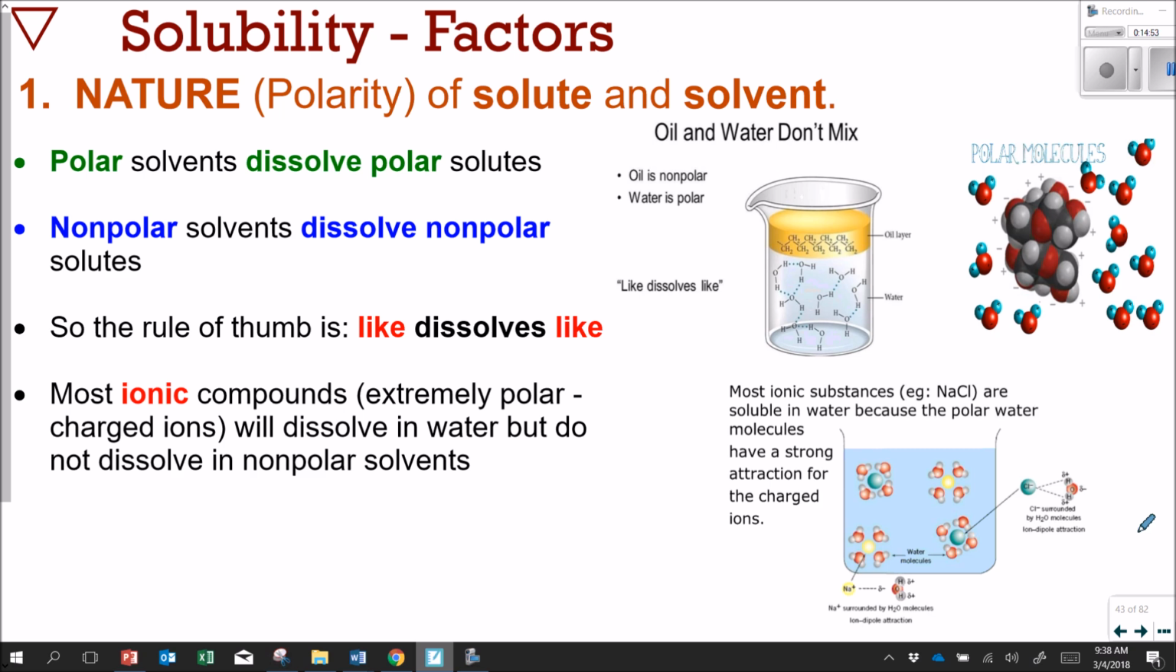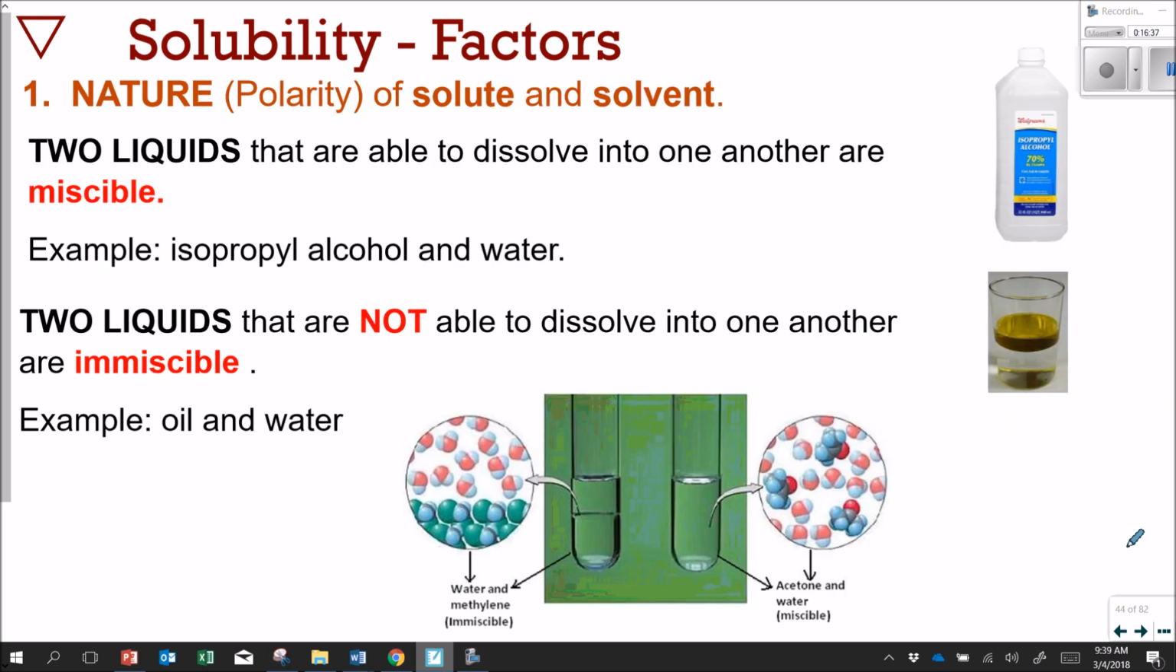Polar solvents will dissolve polar solutes. Non-polar solvents will dissolve non-polar solutes. So there is a rule of thumb that says that like dissolves like, because polar, polar, non-polar, non-polar. Then most ionic compounds, which are extremely polar because they have charged ions, will dissolve in water but will not dissolve in nonpolar solvents.